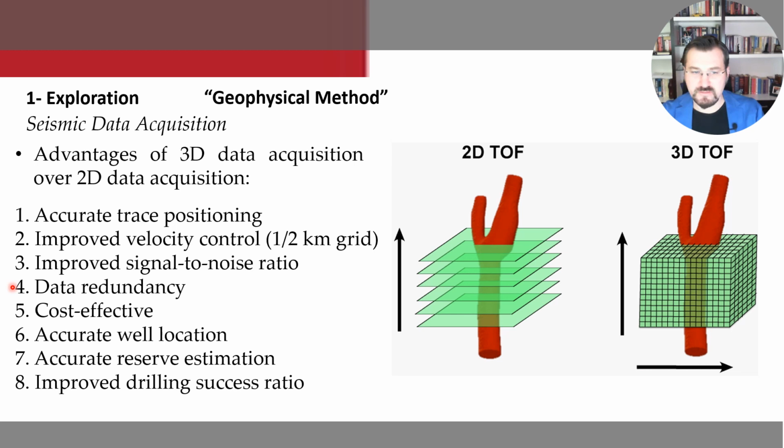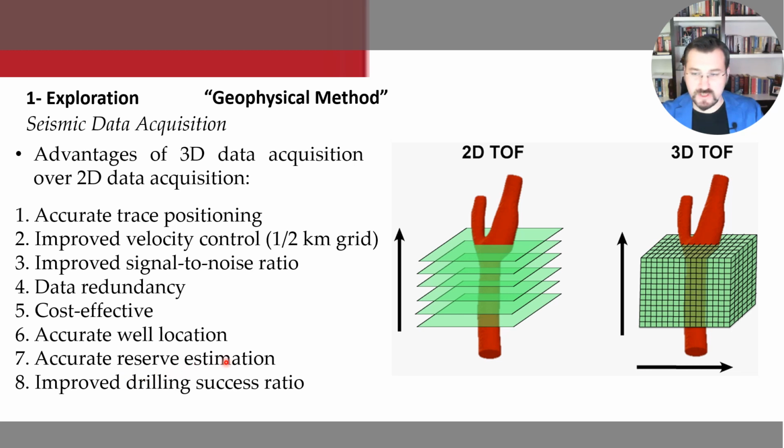Data redundancy, and it is cost effective compared to 2D because in 2D you are describing a certain depth here, and you have to do it with different depths. You have to run your operation many more times compared to 3D. So with 3D, once you do it, you can do the modeling directly. So accurate well location description is available.